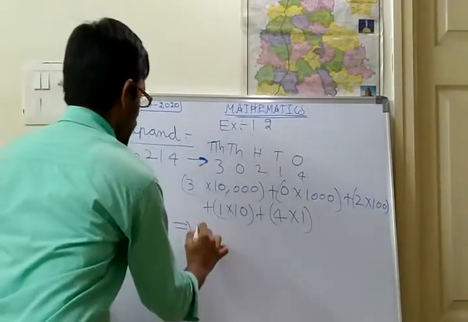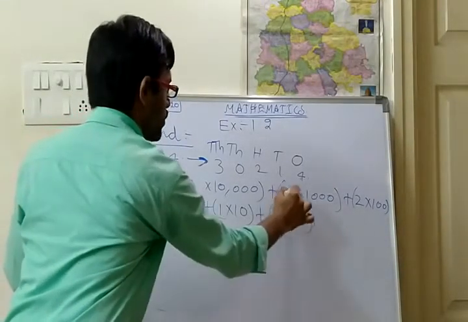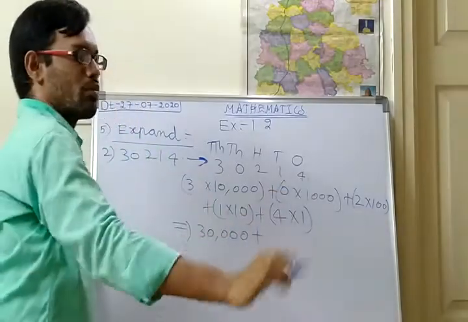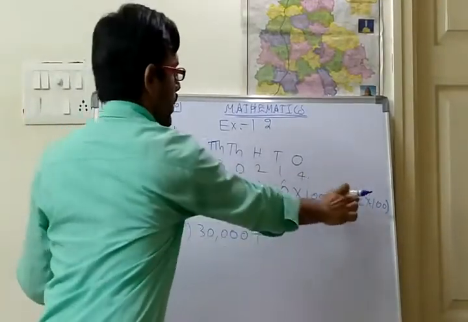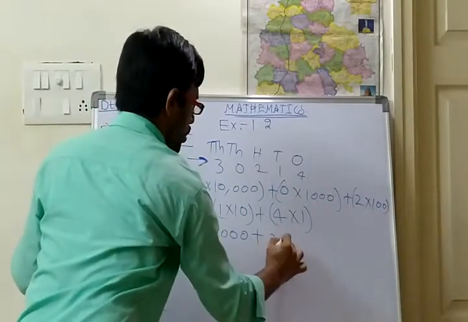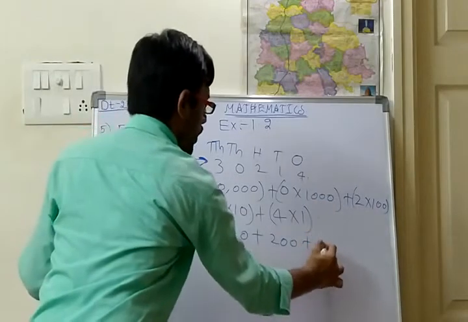30,000 plus 0 into 1000, 0. You are not supposed to write that. Okay, next step. Here you can skip this one. Next, 2 into 100, 200, plus next after 200, 1 into 10, 10, plus 4 into 1, 4.